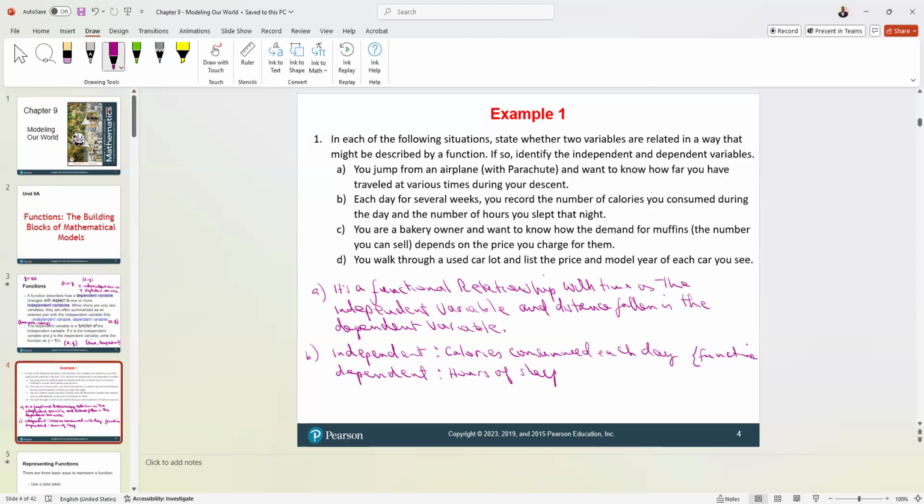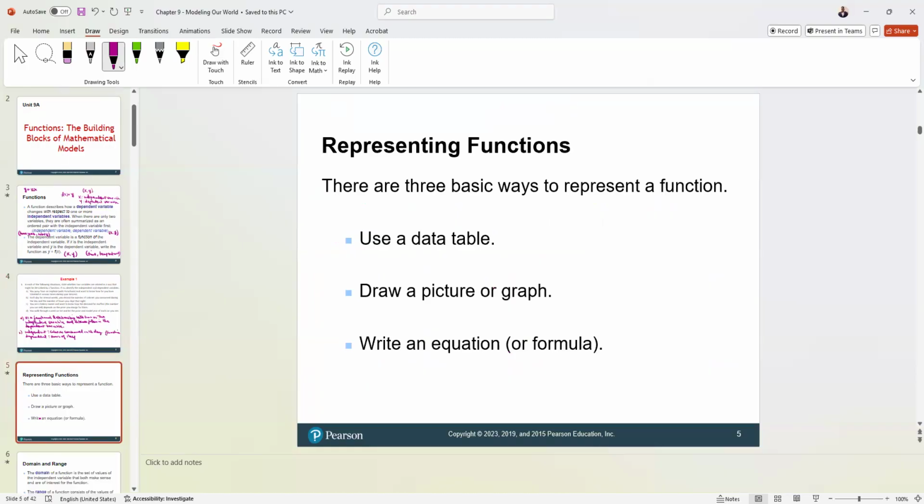So talking about functions, I think so far you understand that a function is simply a relationship among two or more variables, and it may or may not be a causal relationship. But representing functions, there are three basic ways to represent a function. We can represent a function with a data table, okay?